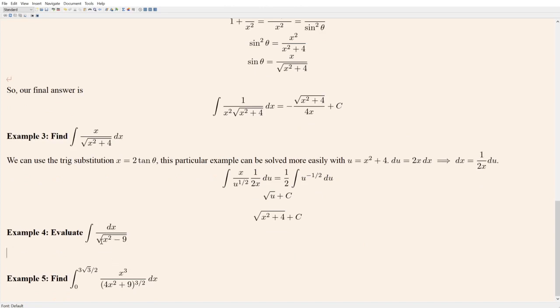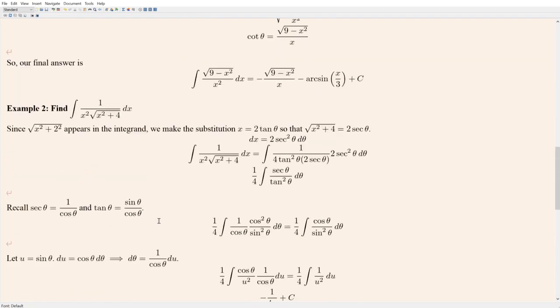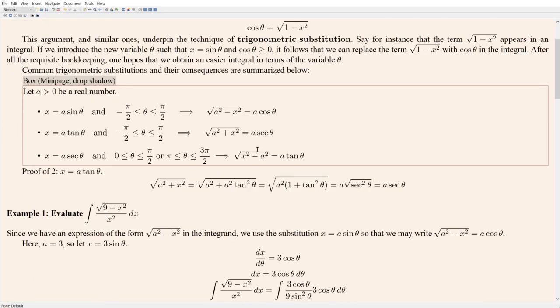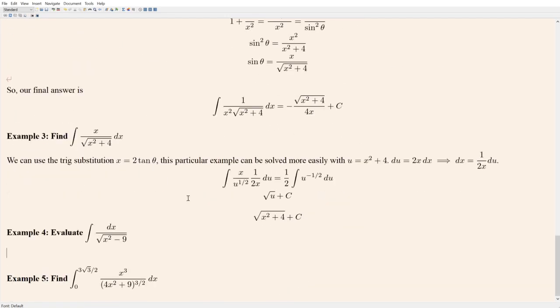Okay. Next, square root x squared minus 9. So let's see, which of the substitutions would this correspond to? X squared minus 9. So not this one, because we've got a minus x squared. Not this one, because we've got a plus. All right, it must be this one. Square root x squared minus 3 squared, right? Because 9 is 3 squared. So that means we need to let x equal 3 secant theta.